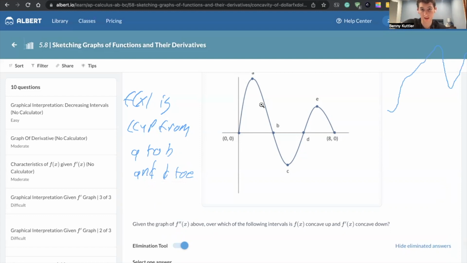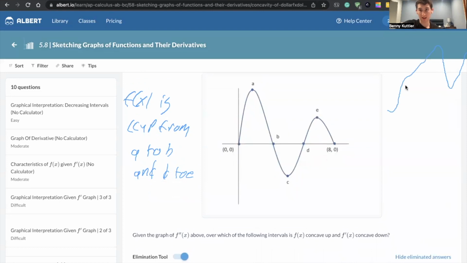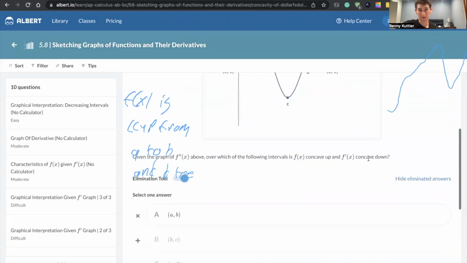So if we look at this, it's concave down between A and B because it's increasing and then it starts decreasing. So it goes from positive to negative at B. It's a point of inflection. So I believe that from A to B, it should be concave down.